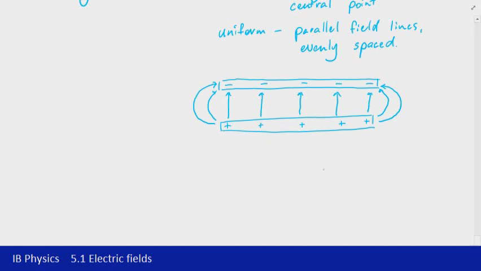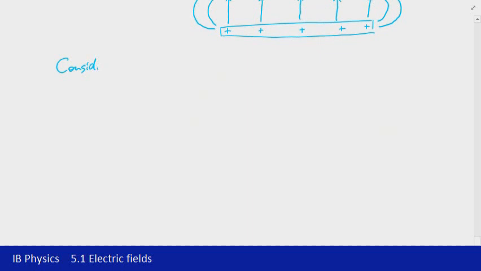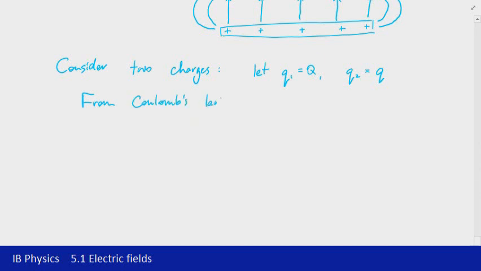Now, the last thing in looking at electric fields is to look at the electric field strength. We're going to do that by considering two charges, and Q1 we're going to call capital Q, and Q2 is going to be lowercase q. And we know then from Coulomb's law the force between those two charges is given by KQq on r squared.